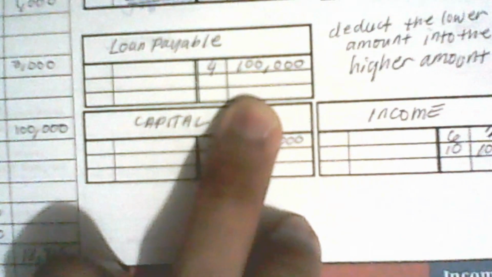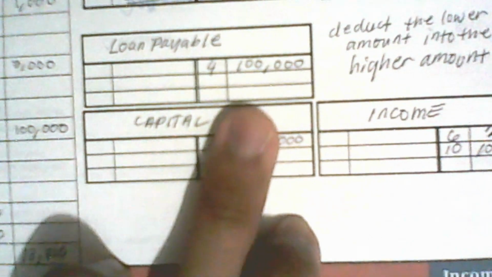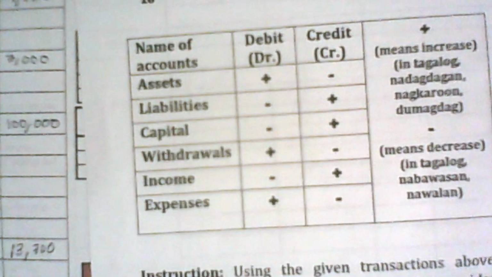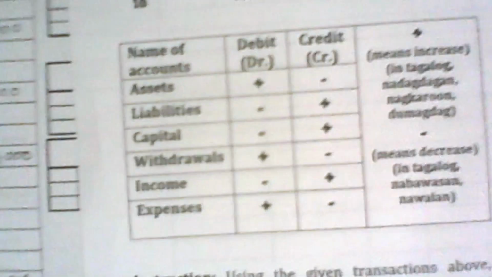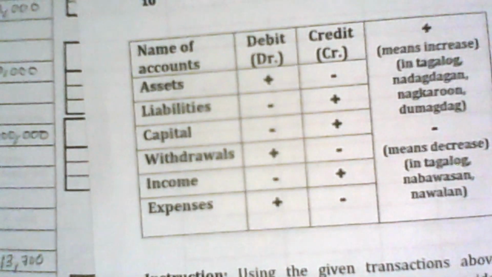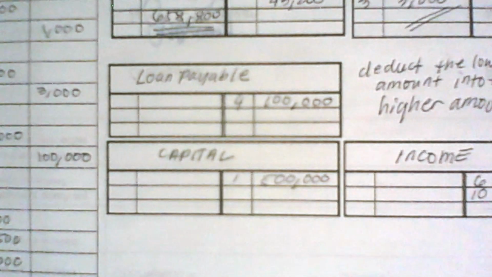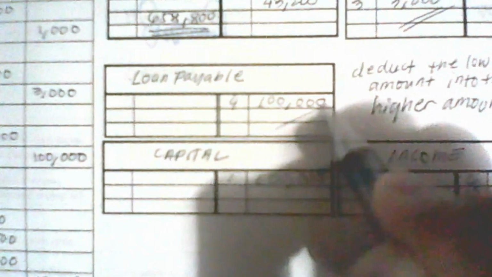Okay. Now, let's go to the loan payable. So let's go back to the liabilities. Okay. So we are recording the increase of liabilities at the credit side. It means the normal balance of the liabilities is at the credit side. So let's go back to the loan payable, and loan payable belongs to the liabilities. So loan payable 100,000. There is no counterpart at the debit side. It means the 100,000 is already the final balance of the loan payable. So 100,000 is the final balance of the loan payable.